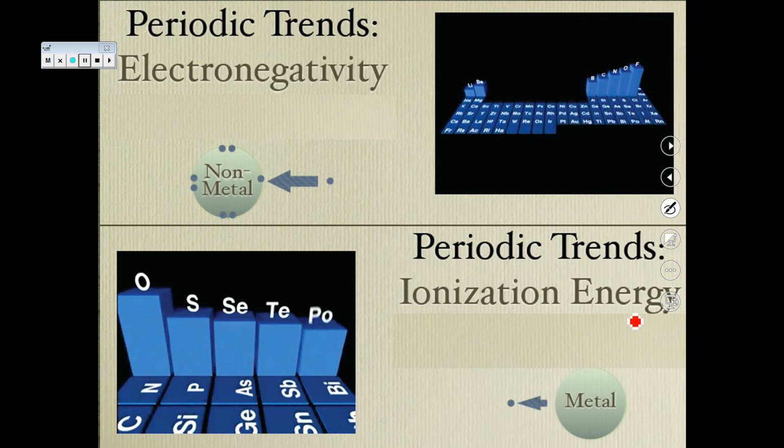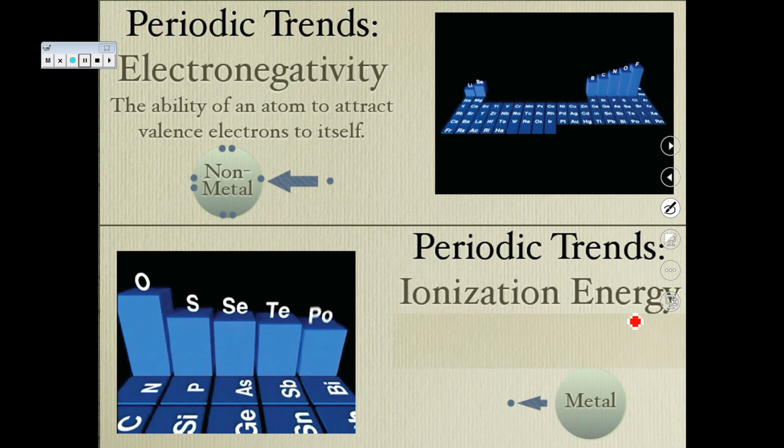Periodic trends, electronegativity. Electronegativity is the ability of an atom to attract a valence electron to itself. So here you have a nonmetal, for example. The nonmetal is going to have a tendency to pull electrons towards it. The strength of that nonmetal to pull electrons towards itself is called electronegativity. So it's basically the strength or power of that nonmetal.